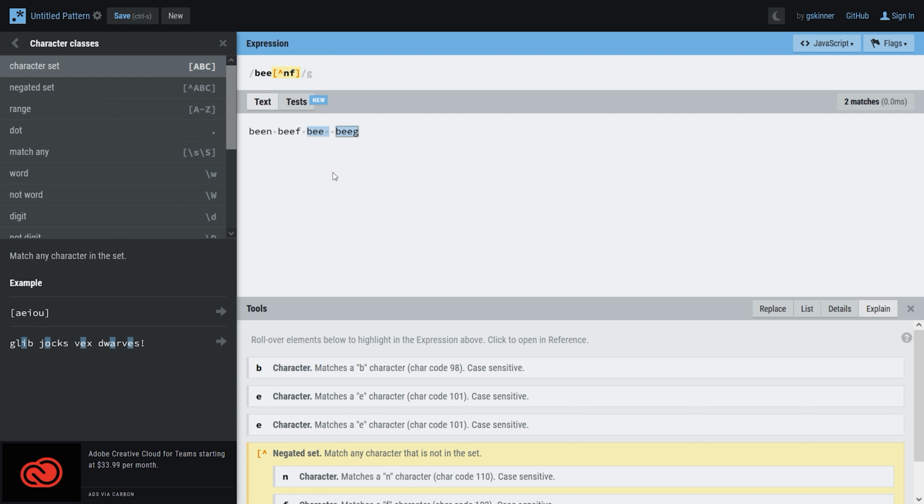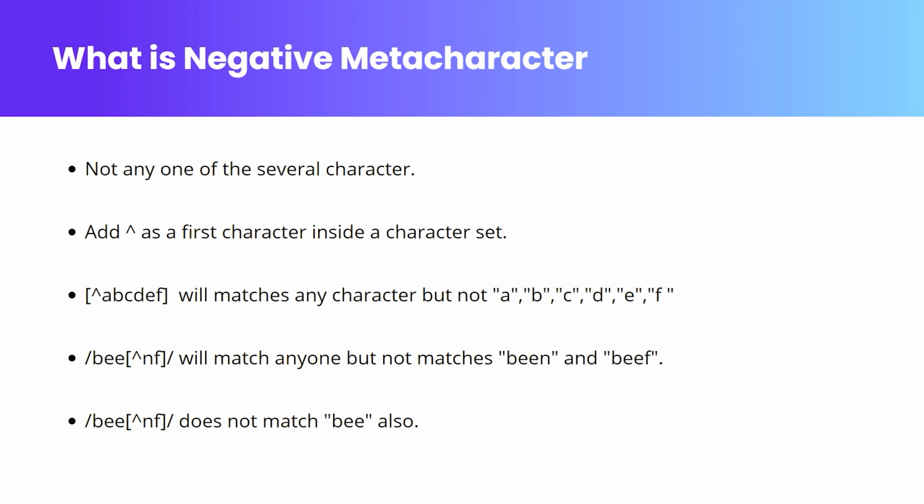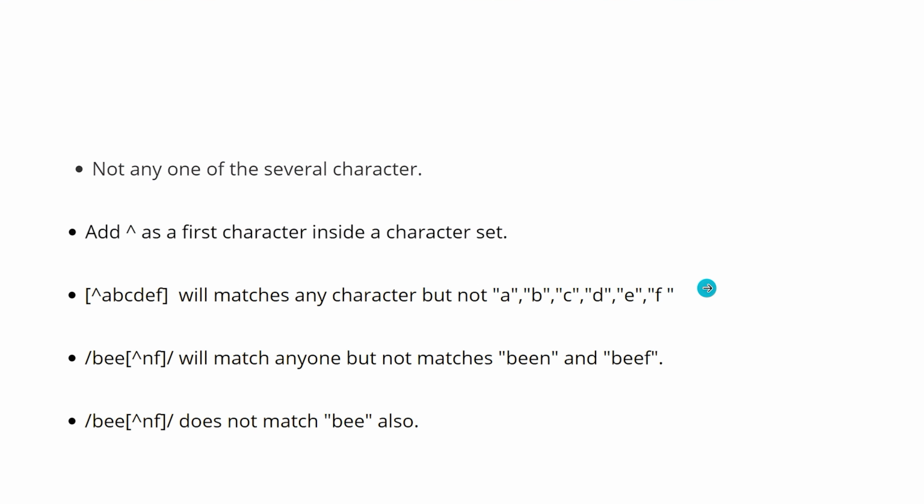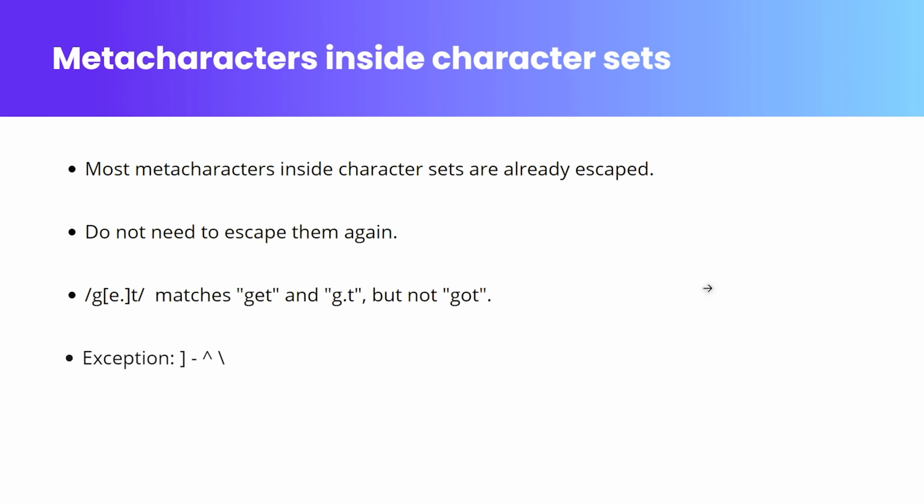Let's go back to our slide. In the example, we saw how the negative meta character is used inside character sets. And here one thing to remember is that if you are using the negative meta character, then it will search for at least one character. So if it does not find one, it will not match.